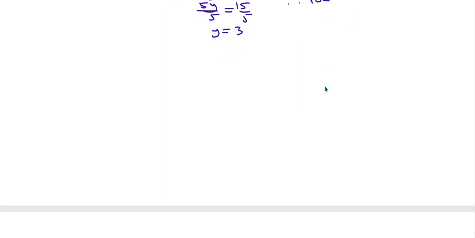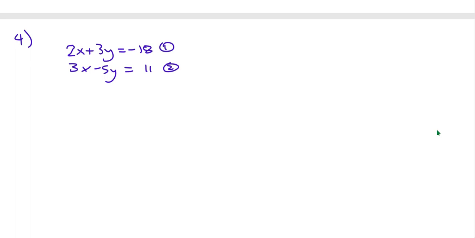Okay, and for my final example, I'm going to have the two equations have no coefficients in common and something else. So let's do 2x plus 3y equals negative 18. That's equation 1. 3x minus 5y equals 11. That's equation 2.